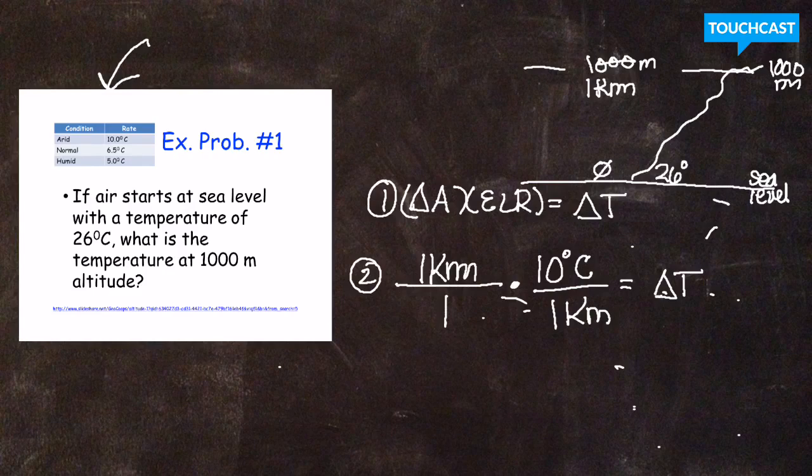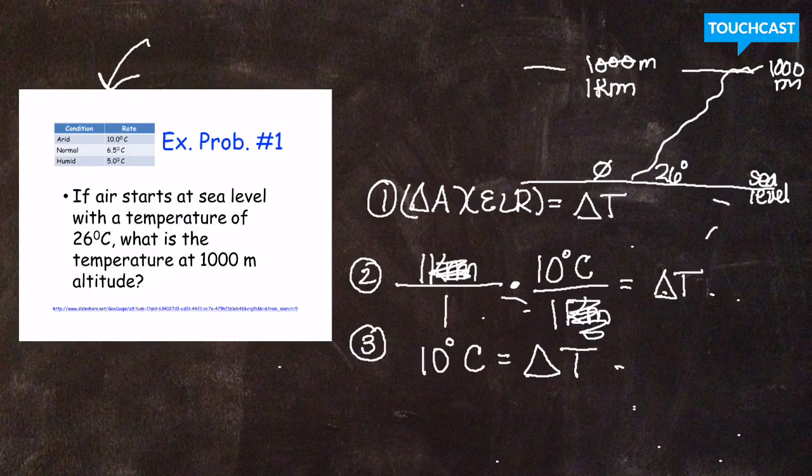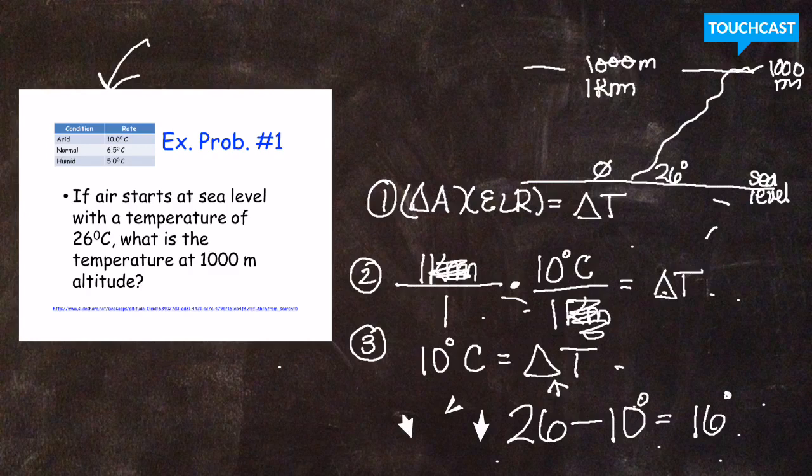Step 3 is plug and chug and solve. So we get rid of kilometers, and we end up with 10 degrees Celsius equals the change in temperature. But we're not done, because remember this is the change in temperature. We started at 26. We lost 10 degrees. And that gives us 16 degrees Celsius. So I hope that helps.